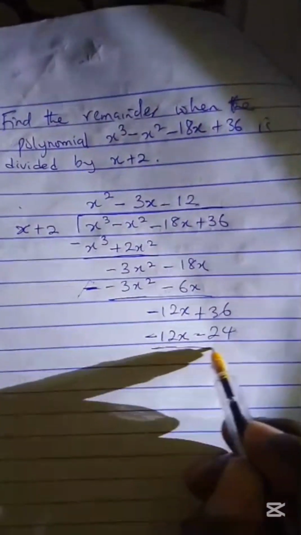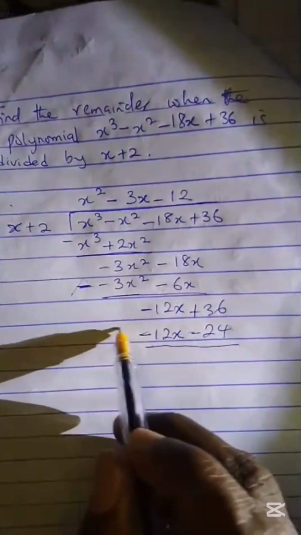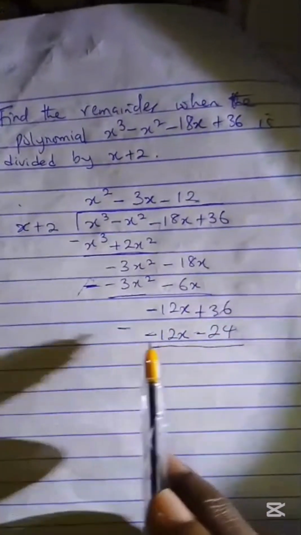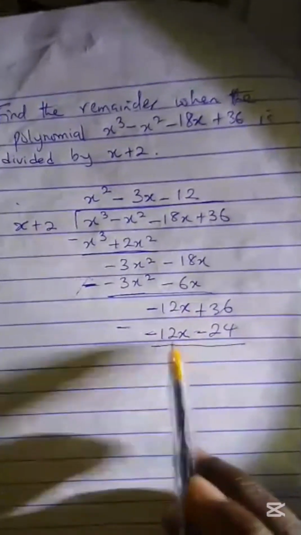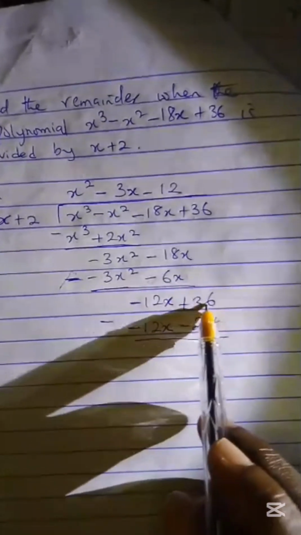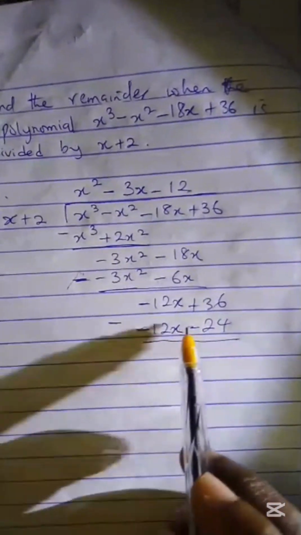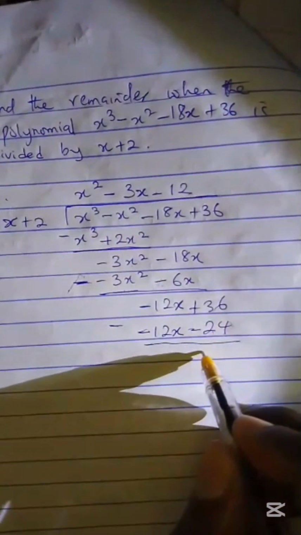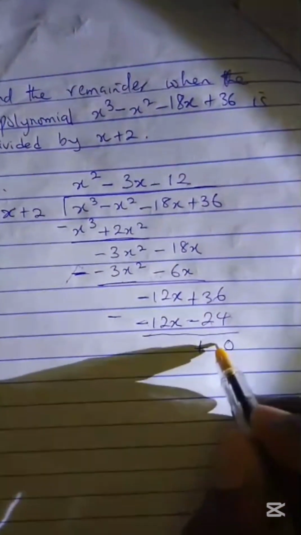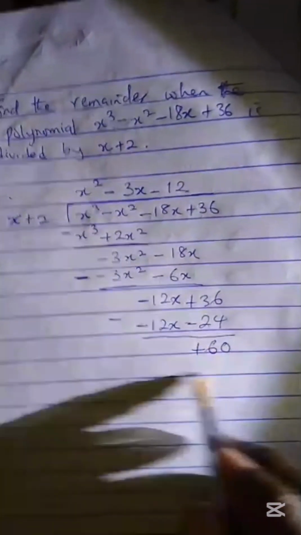Then we do subtraction again. So put the subtraction sign. Minus 12x minus minus 12x, that cancels out. Plus 36 minus minus 24, that's plus 36 plus 24, which is going to give us plus 60. So our remainder is plus 60.